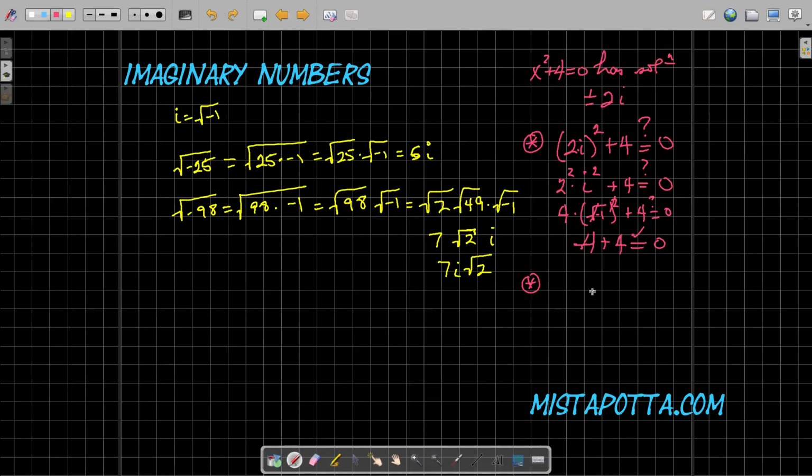If I were to check the negative solution, I'm going to follow the exact same math. So I should have -2 squared times the square root of -1 squared plus 4. And my question is, is that equal to 0? Well, -2 times -2 is a positive 4. I know that square roots and squares are inverse operations, so that gives me a -1. And I do end up with 0.